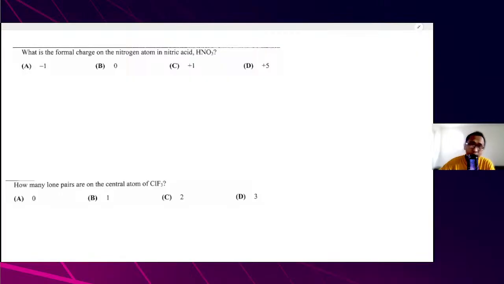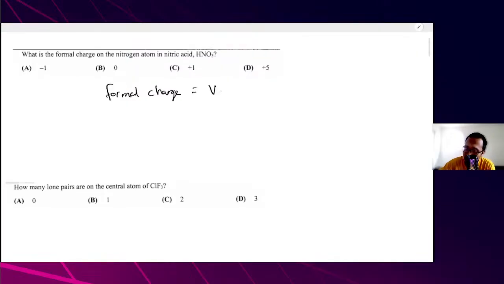Now, the concept of formal charge: the formal charge is the valence electrons minus the non-bonding electrons minus half the bonding electrons.